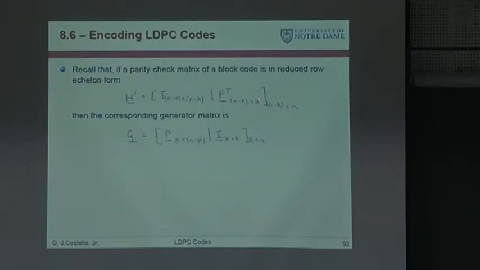So if we think back to block codes, if we start with an H matrix, the way to get a generator matrix for the code so we can encode is to first convert the parity check matrix to this form. It's called reduced row echelon form, but we have an identity matrix here, and then it's easy to convert this to a generator matrix like this, such that GH transpose is equal to 0.